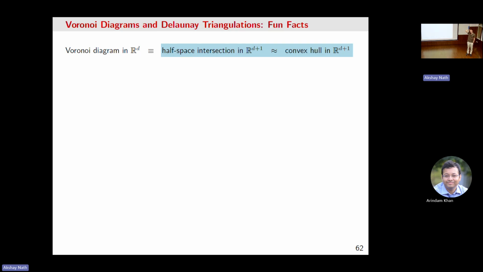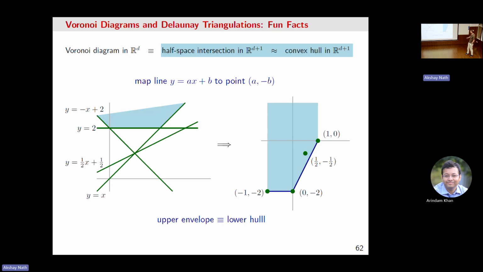You have to use duality. If you have this duality transform, a line y equals ax plus b, you can map it to a point, let's say (a, minus b) here. And if you have points here, you can map them to lines here and so on. This goes back and forth.